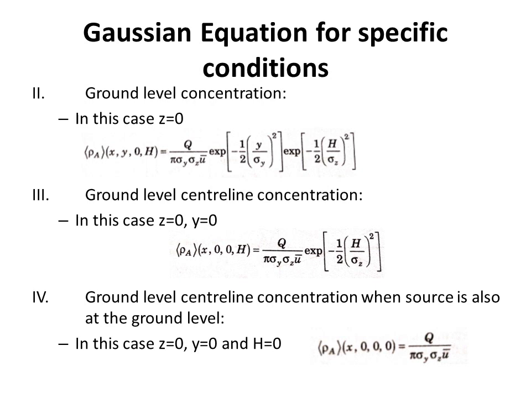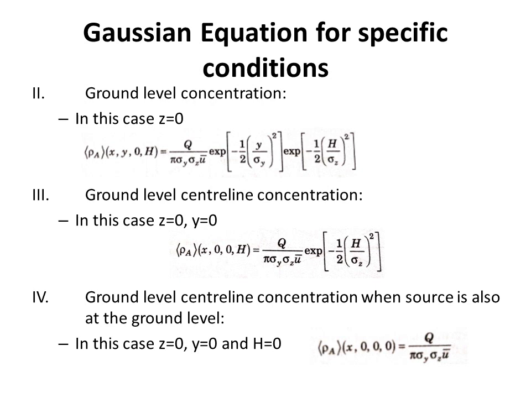In the next condition, we are considering the ground level center line concentration. Since we are finding the ground level concentration, the value of z equal to 0, and for center line concentration, that is the center line is parallel to the plume line, the value of y equal to 0. In this case, the concentration of the pollutant A at (x, 0, 0, h) is equal to Q by pi sigma y sigma z u bar into exponential of minus 1 by 2 (h by sigma z) the whole square.